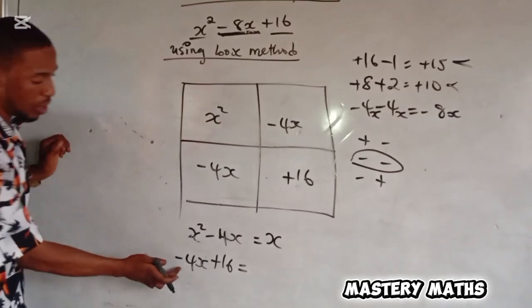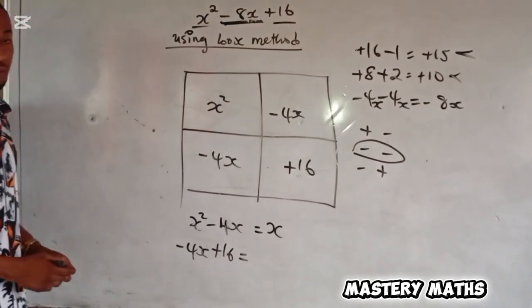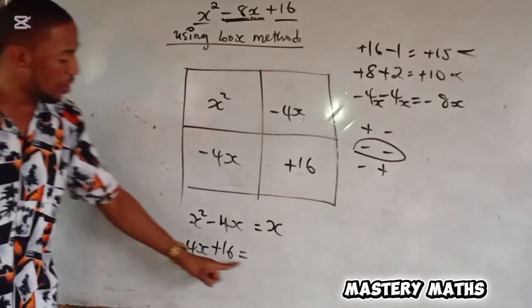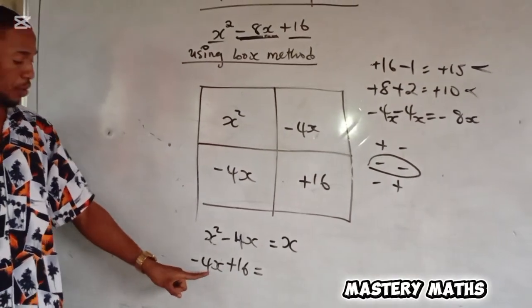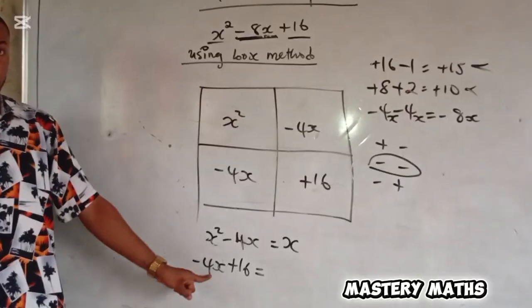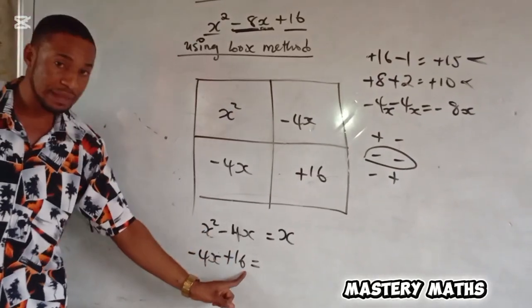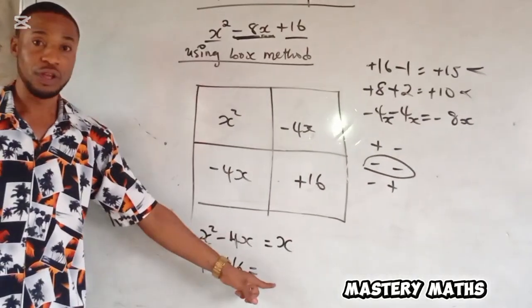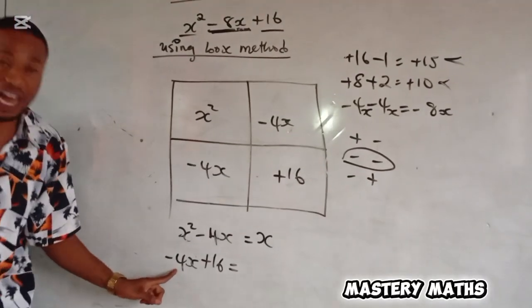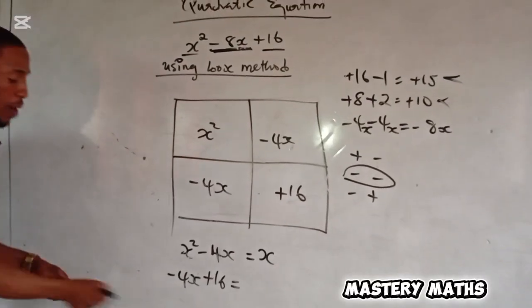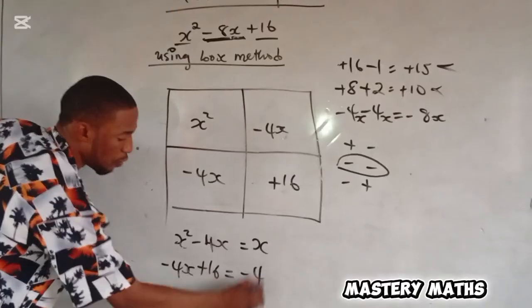And what is our common factor in the second one? It is not a variable, it's a coefficient now. Look at it, minus 4. Because 4 will go into 4 to give 1, and 4 will go into 16 to give what? 4. So this makes minus 4 a common factor. Have you seen it now? So our common factor now is minus 4.